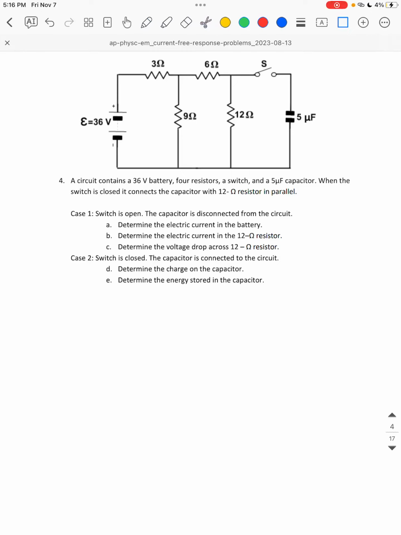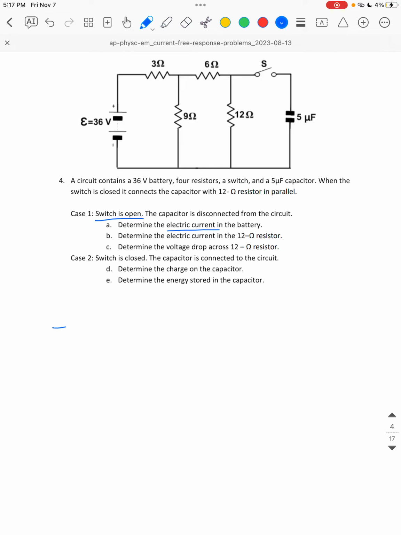Okay, so for problem number 4, we've got an RC circuit, and there's a lot of resistors here. In this scenario, we are first looking at when the switch is open. And so right now it's actually just a resistor circuit, so we're going to treat it as a circuit with a bunch of resistors. We need to find the electric current in the battery, which is the total current.